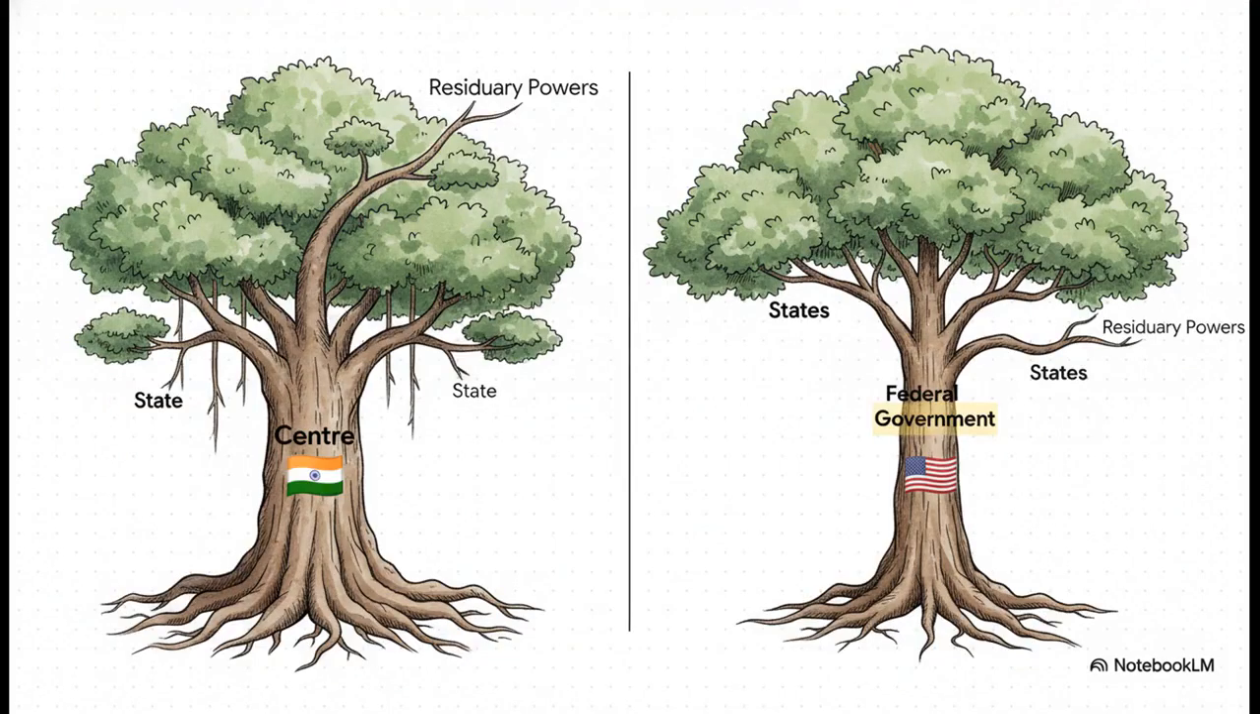But what about things that aren't on any of these lists? New issues that pop up that nobody could have predicted. In the United States, for example, any of these leftover powers, they call them residuary powers, automatically go to the states. But India's framers made a very different choice. They decided any subject not mentioned on the lists goes to the center. And that single decision right there tells you a lot about the initial design. It was built with a bias towards a strong central government.